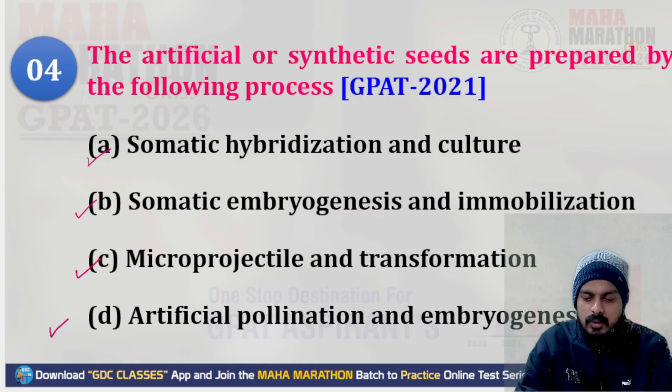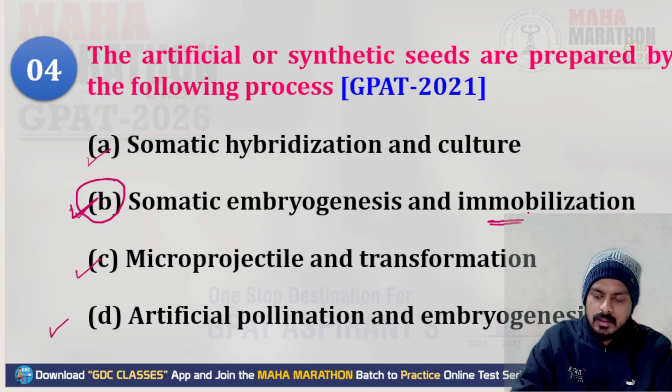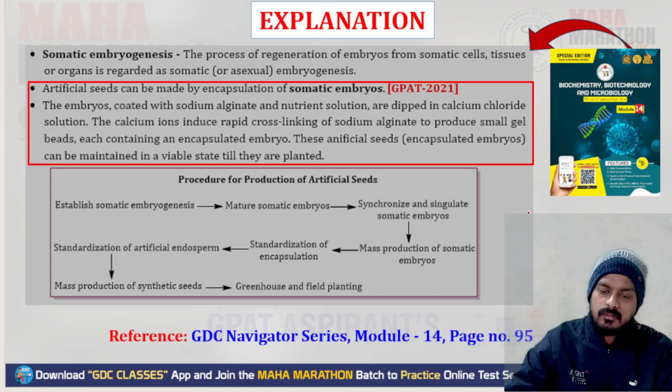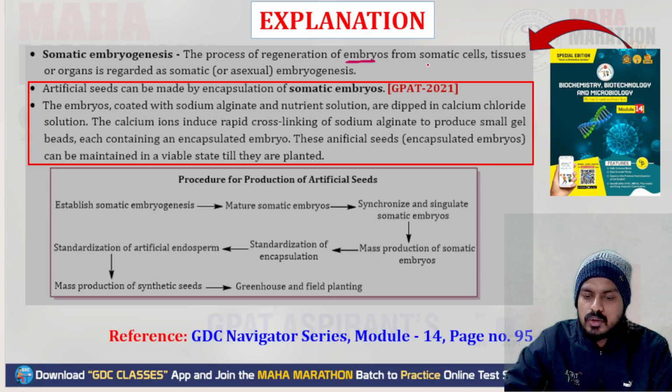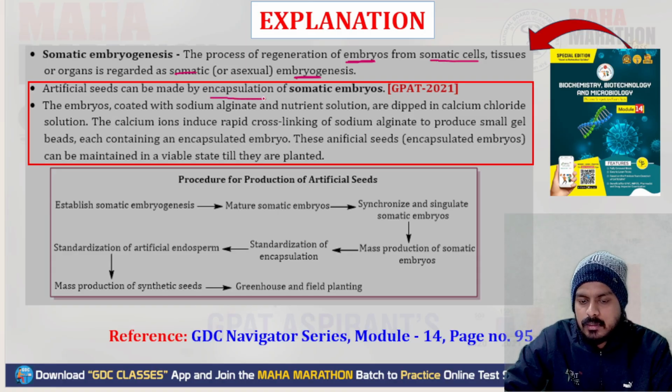The artificial seed, you remember, is basically produced through option B, very good. So those who are giving option B, correct answer: somatic embryogenesis and immobilization. Let's see. Somatic embryogenesis is the regeneration of embryos from somatic cells or tissue or organ. So artificial seed can be made by encapsulating somatic embryos.